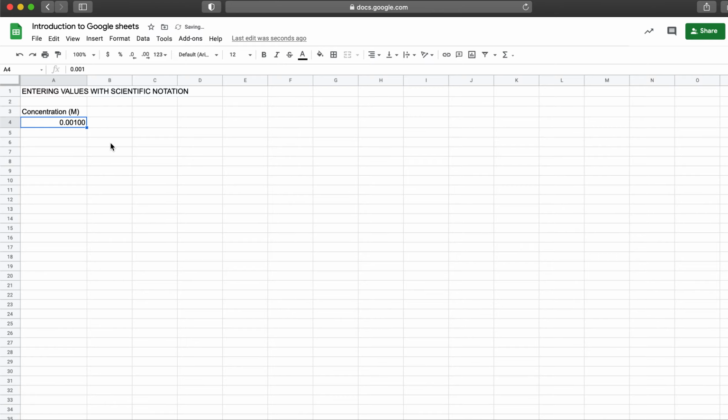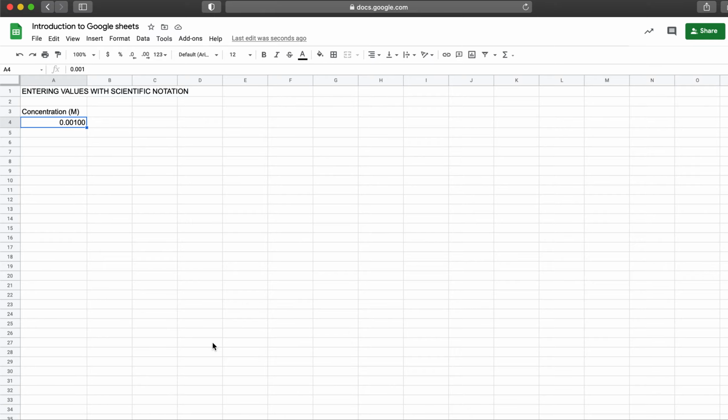It's really important to recognize that Google Sheets or Excel don't really have any idea about the correct number of sig figs, so that's a judgment call that you as a chemist will make after you've done all your calculations, in terms of what you should report your values out as. All right, so that's going over how you would enter values in.